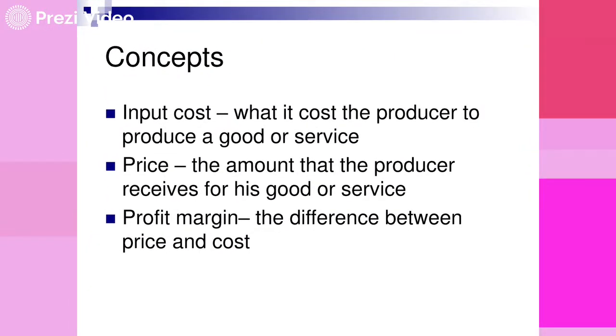And just to reiterate our equation that we learned about: revenue minus costs equals profit. So your input cost, that's the cost that the producer has to pay to create his product. The price is the amount that the producer receives from the consumer, from the customer, and then that's going to equal the profit margin. I think in class we wrote it as revenue minus costs equals profit. So this is the same thing here.